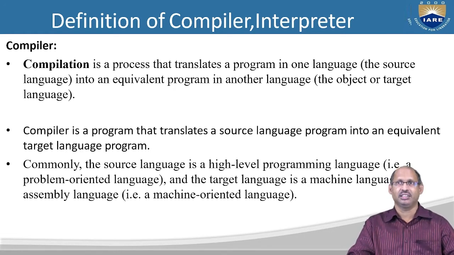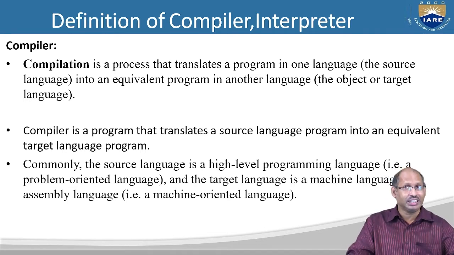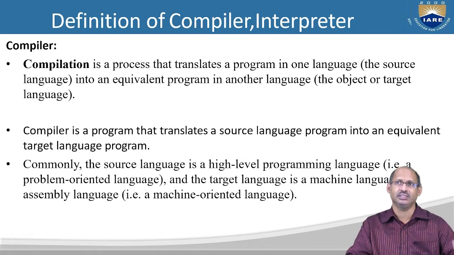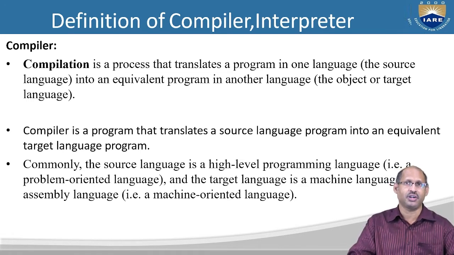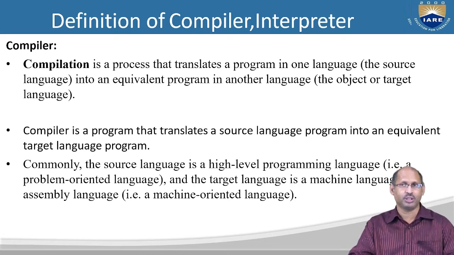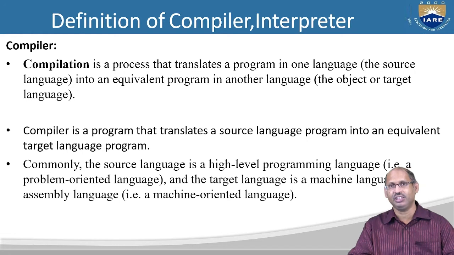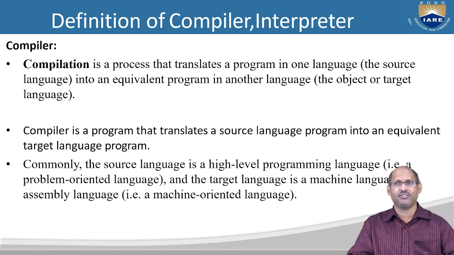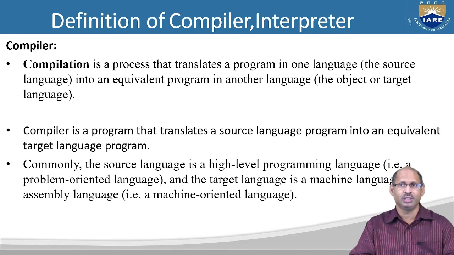A process that translates a program in one language, that is the source language, into an equivalent program in another language, that is the object or target. So a compiler is a program that translates a source language program into an equivalent target language program. The source language is a high-level language program, and the target language is a machine language or assembly language program.